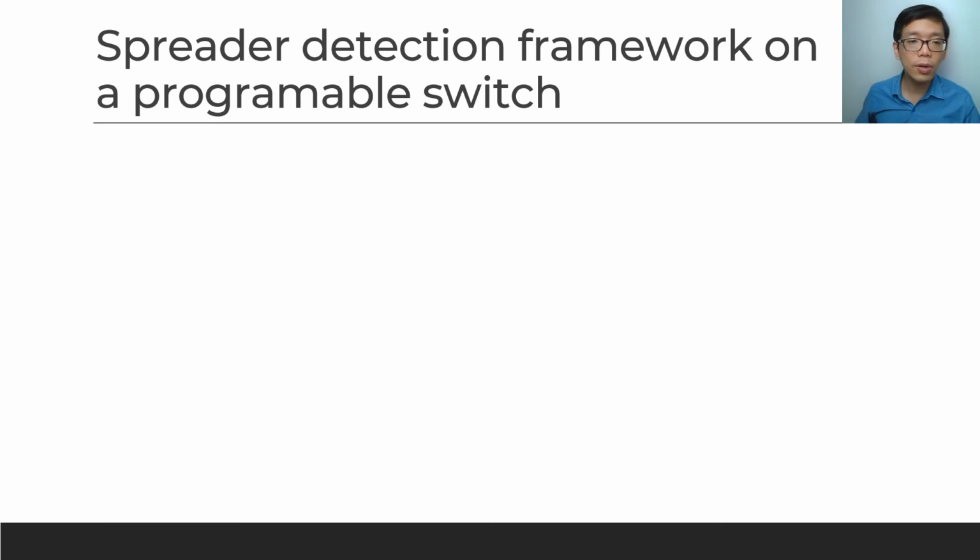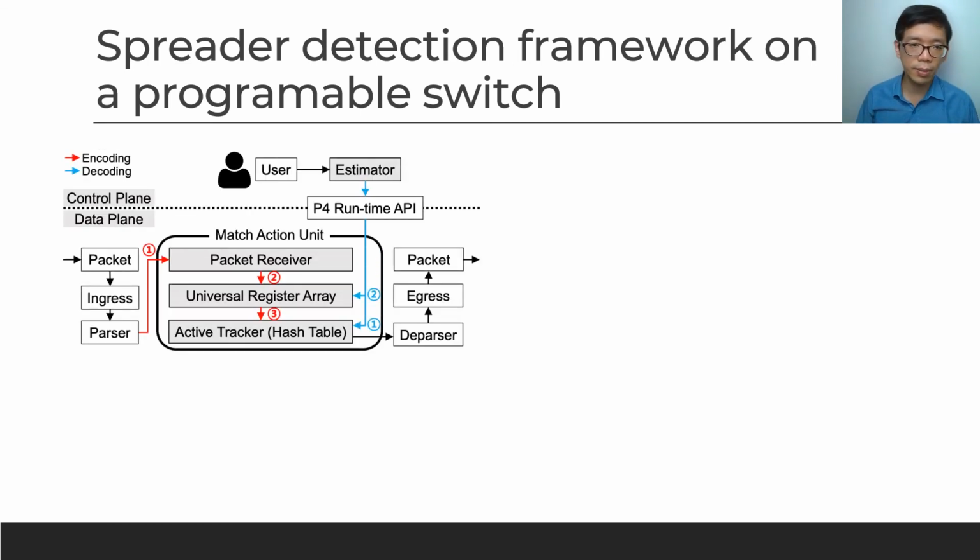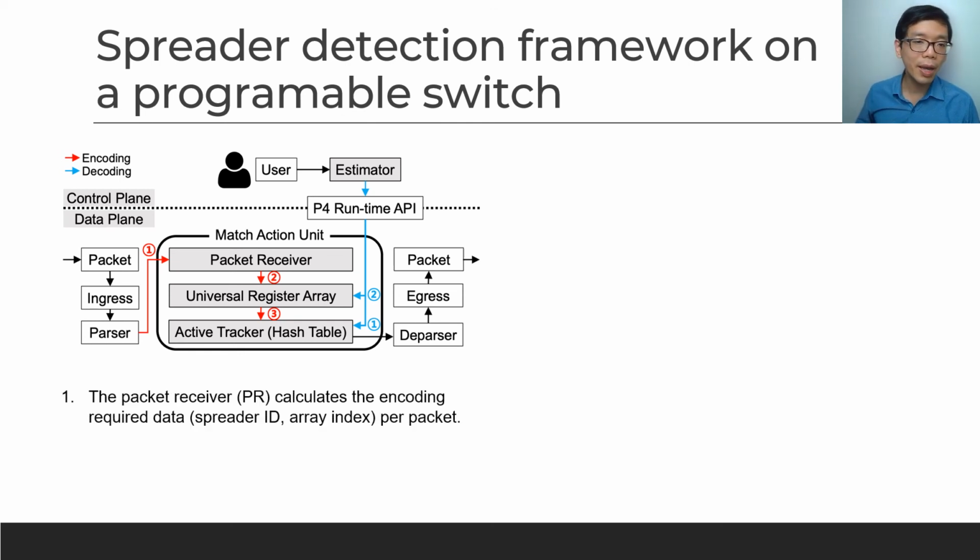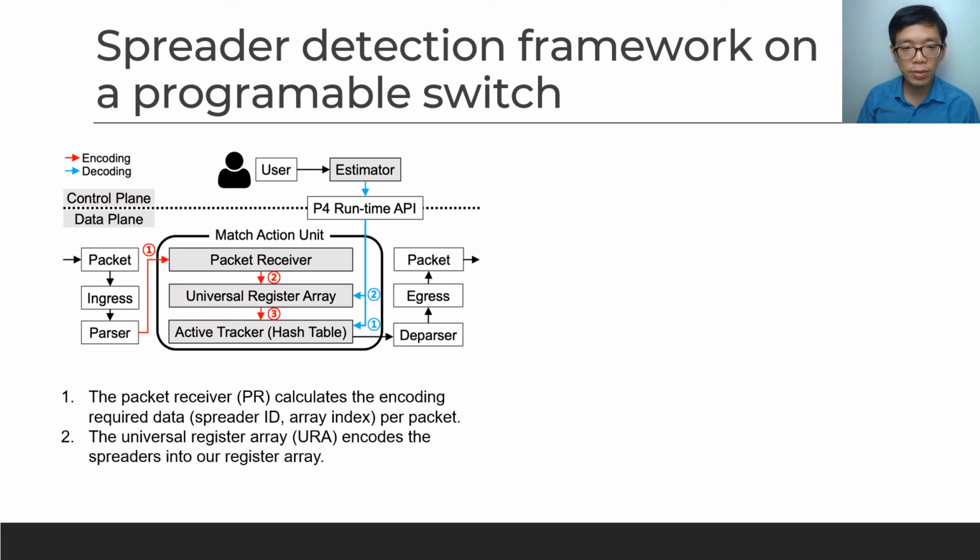We also designed a spreader detection framework on the programmable switch to test the feasibility of our algorithm. So this is the architecture design in our switch. Let me talk about the encoding first. When the packet comes in, the packet receiver will receive the flow ID from the parser. That flow ID will be hashed by the hash function to get the rank value and the index value. Then this index value will be used by the universal recursive array, which resides in the SRAM, to compare the current rank with the stored rank. If the current rank is more than the stored rank, then the new rank will be stored.